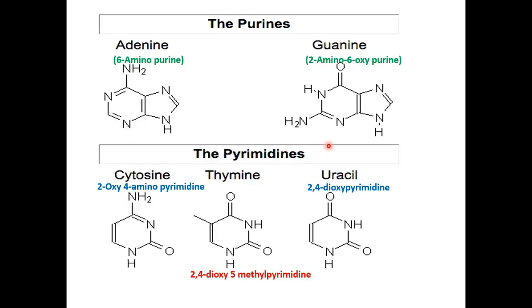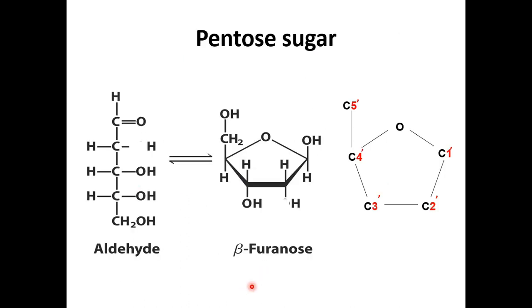These are the structures of purines and pyrimidines. The difference between thymine and uracil is that thymine has a methyl group. The pentose sugars are in the beta furanose form. And if you can see here, the labeling is a little bit different from the nitrogen bases so that there won't be any confusion. Here, instead of 1, 2, 3, it is 1', 2', 3', 4' and 5'. Okay.